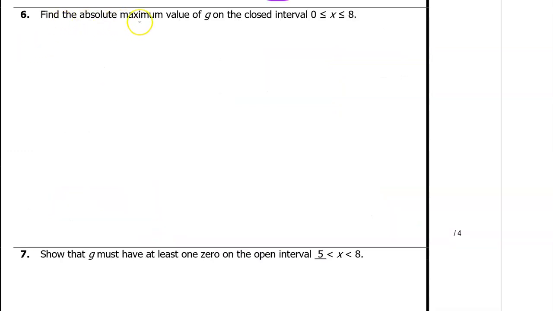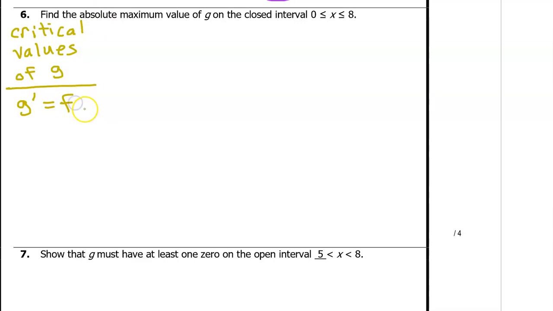Number 6, find the absolute maximum value of g on the closed interval from 0 to 8. So we will need to do a candidates test. The first step of making a candidates test for function g is to find the critical values of function g. That means we need to find where g prime is equal to 0. But we don't have a graph of g prime, we have a graph of function f. Luckily, we know that g prime is equal to function f. So we need to find where g prime, which equals f, equals 0.